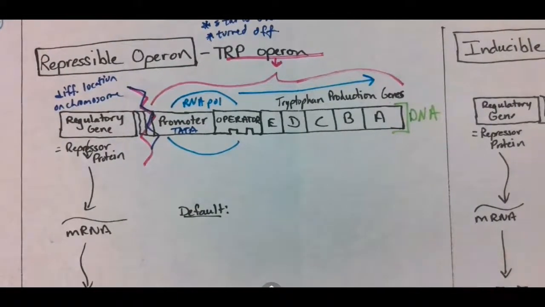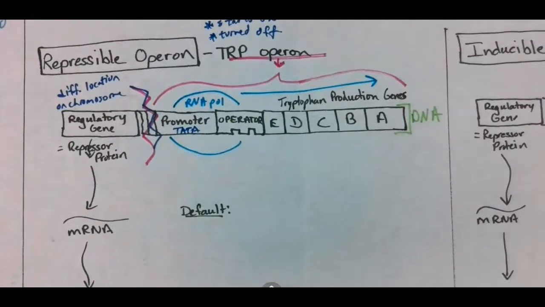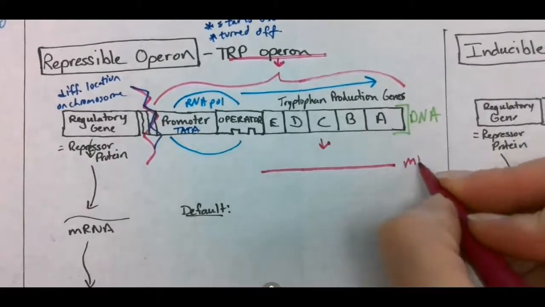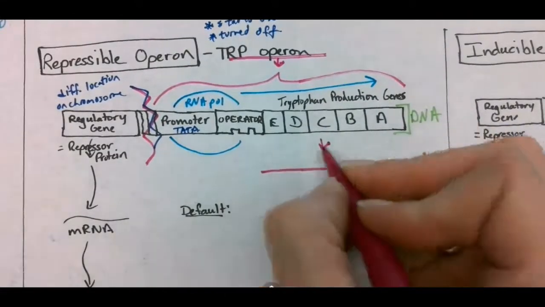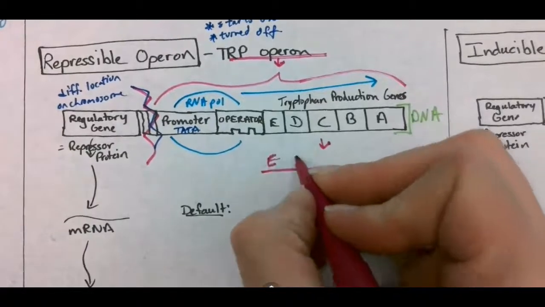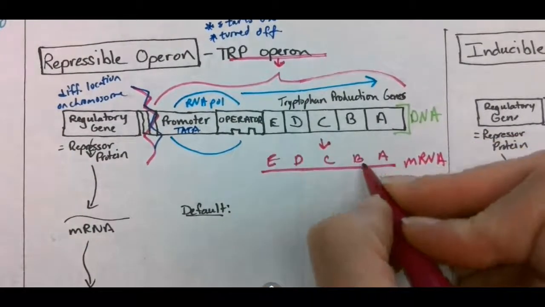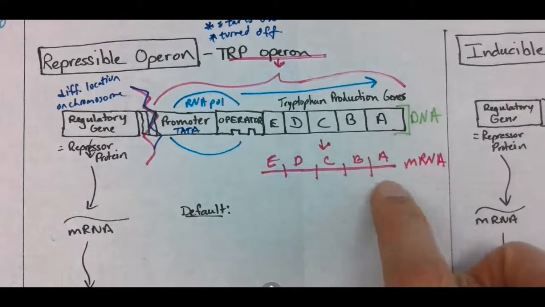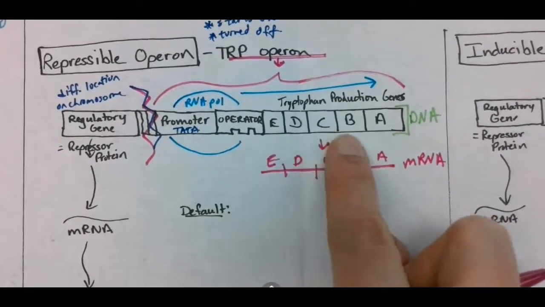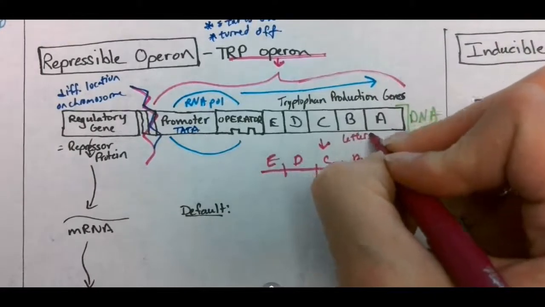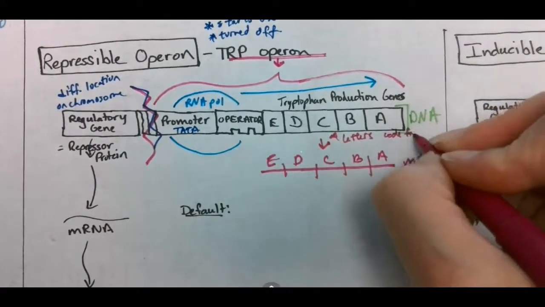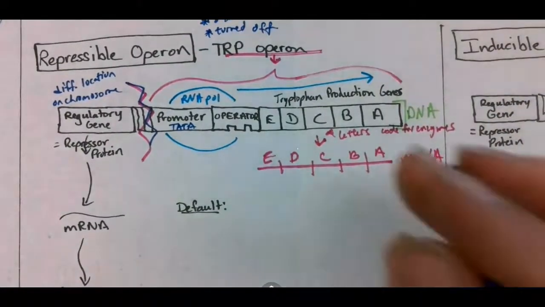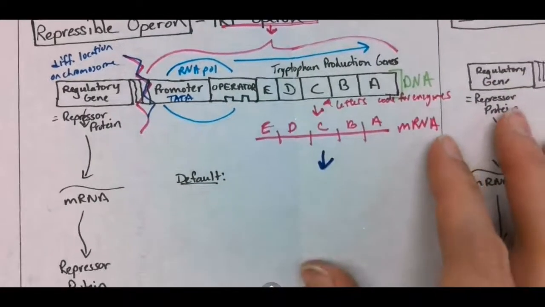RNA polymerase can move down these genes, and it can transcribe these genes, okay, into mRNA. Right? And so remember, prokaryotes don't have introns, so it's exactly the same genes produced in the mRNA that were in the DNA. So we're going to transcribe our mRNA. The letters, by the way, code for the different enzymes. So these letters code for enzymes. Then we are going to translate that mRNA into enzymes.